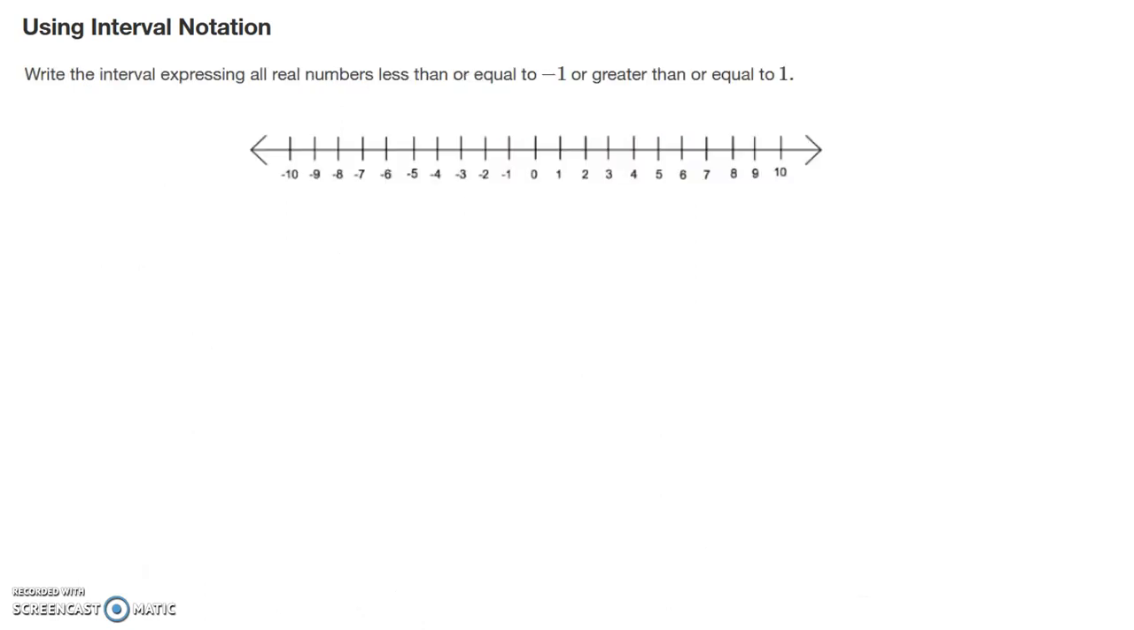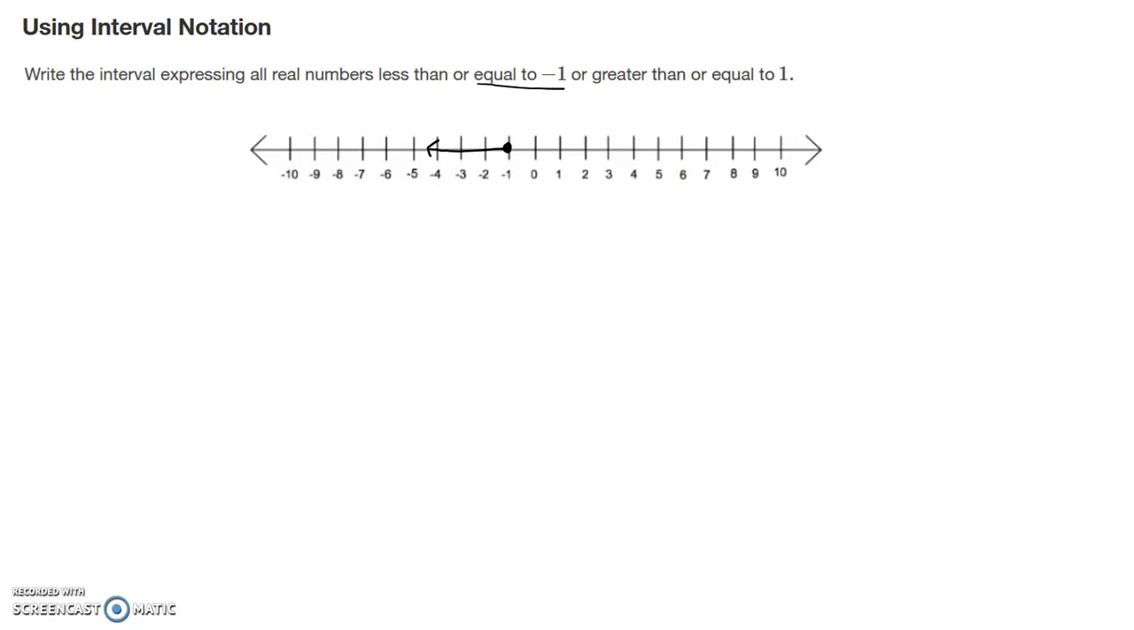In this one, we want to write the interval expressing all the real numbers that are less than or equal to -1, or greater than or equal to +1. So let's go ahead and put this on our number line first. And let's work with the less than or equal to -1 portion. I'm allowed to have it be equal to -1, so I'm going to go ahead and put a solid dot here at the -1. And my numbers that are less than that are going to be the numbers that are going here towards the left-hand side, towards those smaller numbers.